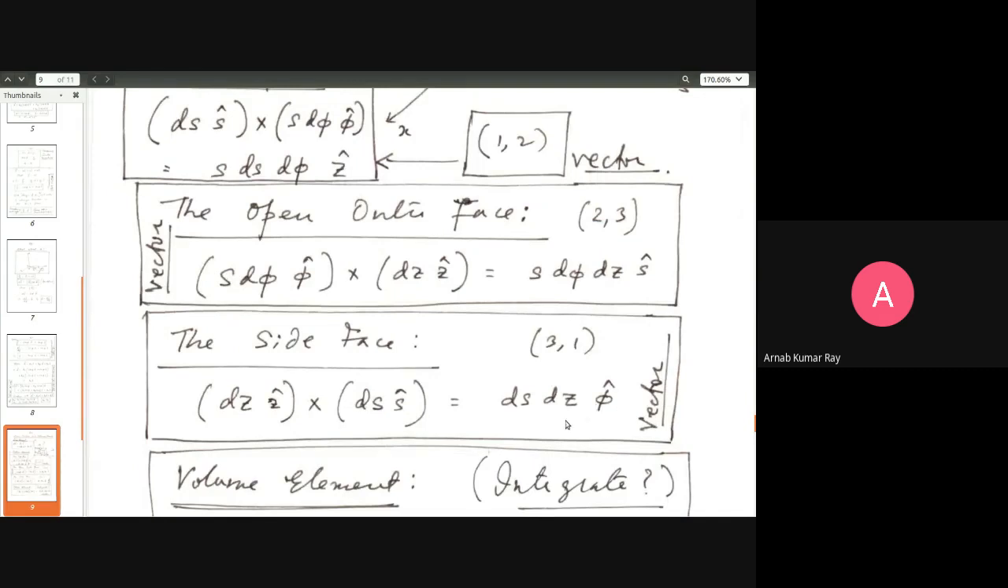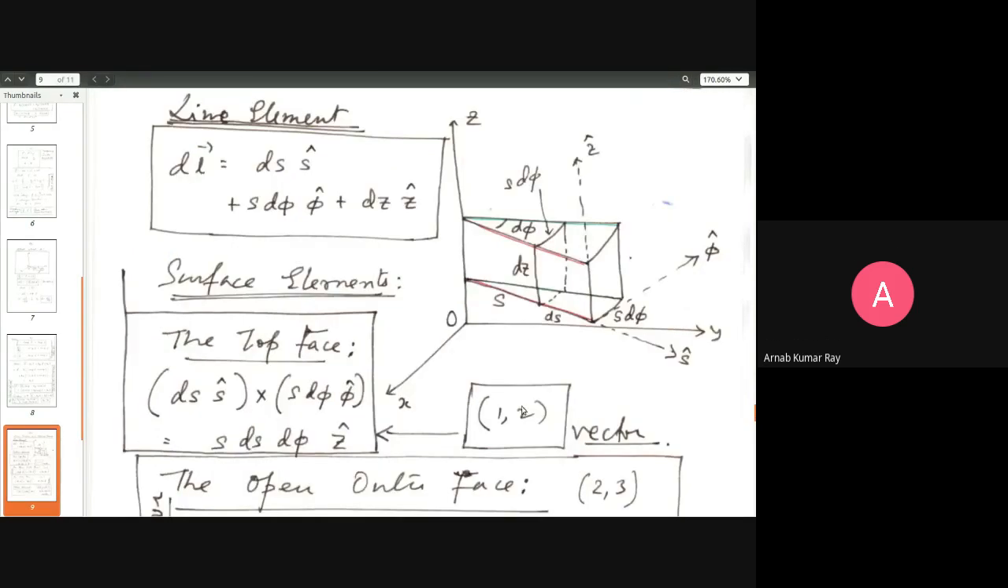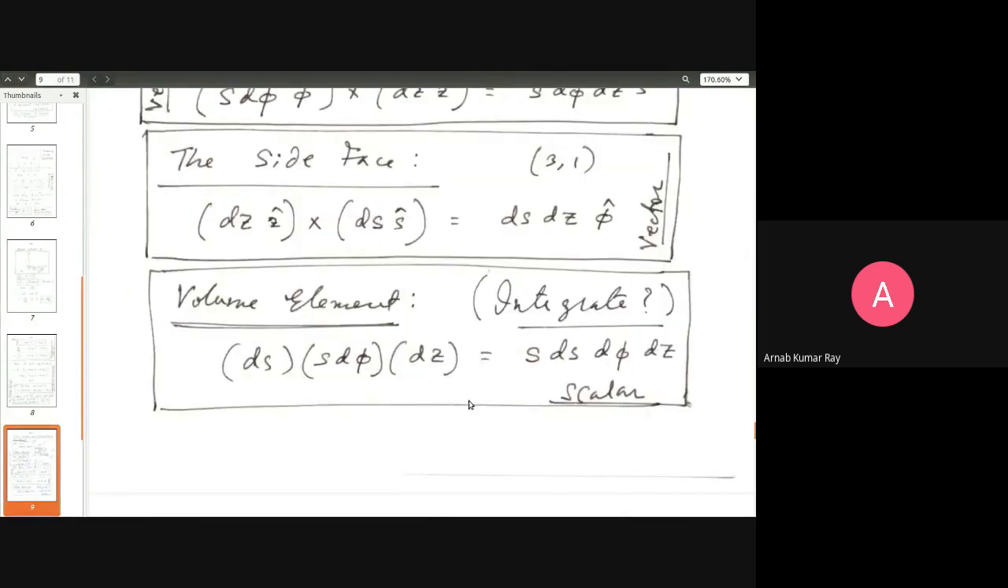Okay, and what about the volume element? Just like in the XYZ system, I write dx x cap plus dy y cap plus dz z cap. The volume element is simply the scalar product of the three components dx, dy, dz. And so it is that here you have s ds d phi dz. This volume element is a scalar. I've written something over here.